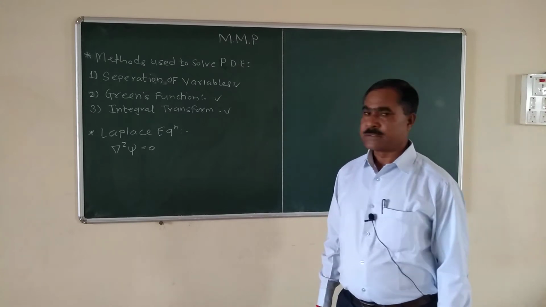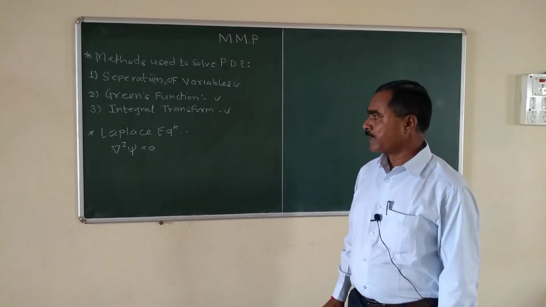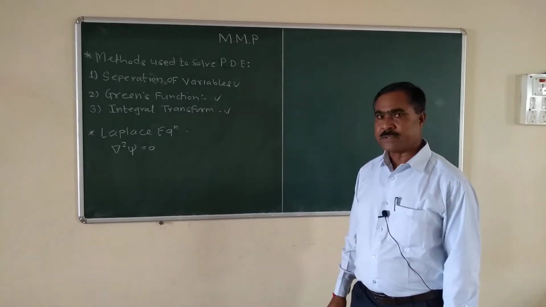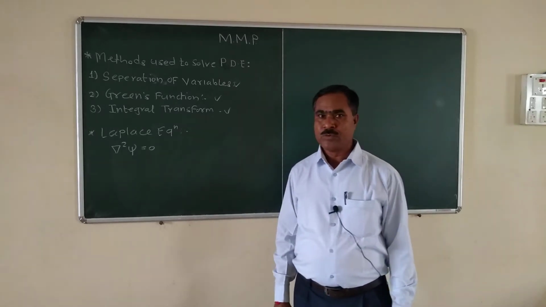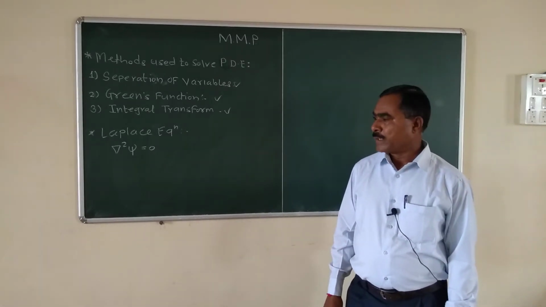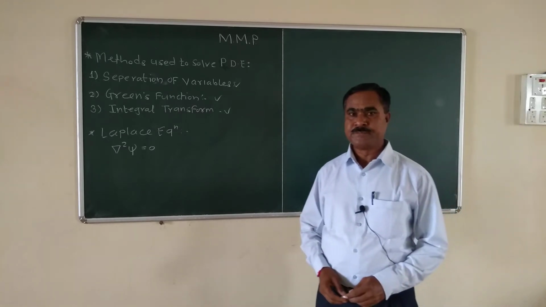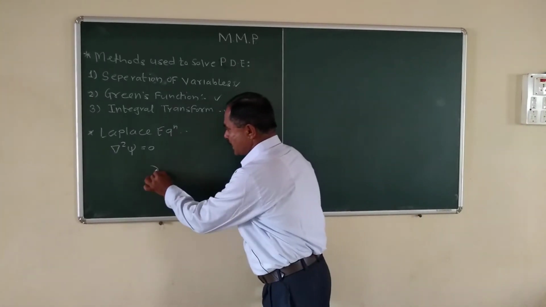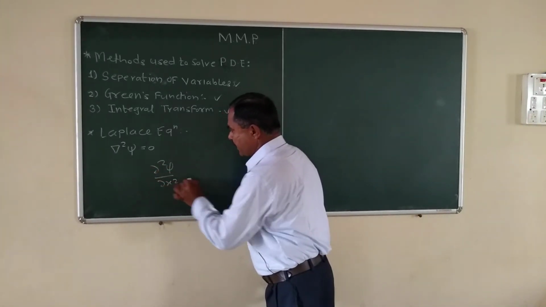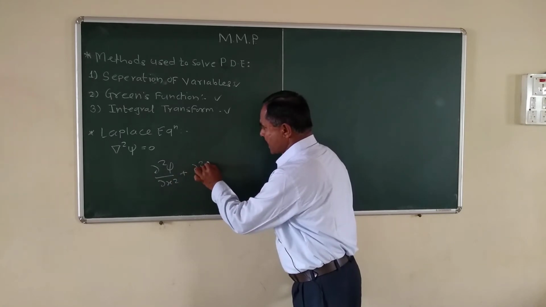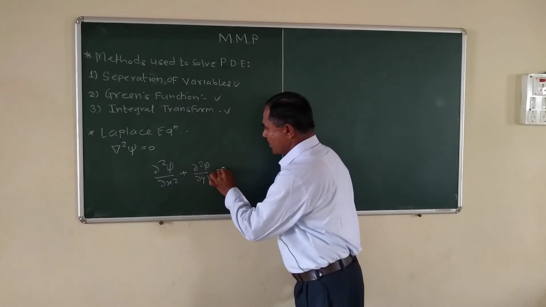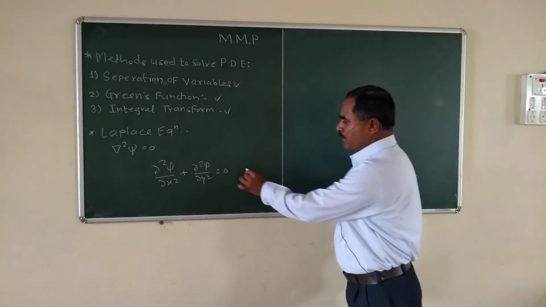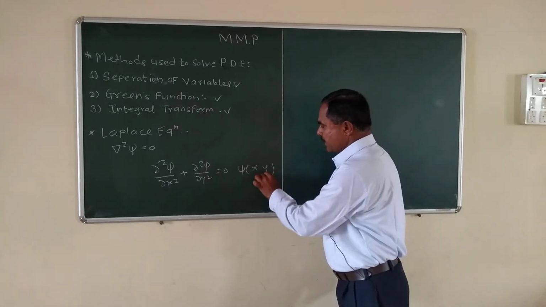Now to apply the separation of variable method, first we take the Laplace equation. The format of the Laplace equation is given as del square psi equal to 0. Here we take the Laplace equation in 2 dimensions and in Cartesian coordinates. So it is written as del 2 psi by del x square plus del 2 psi by del y square equal to 0. Here psi is a function of 2 variables x and y.